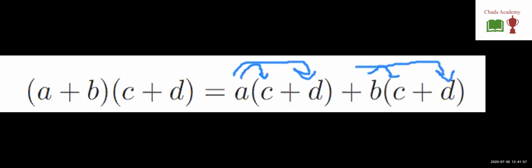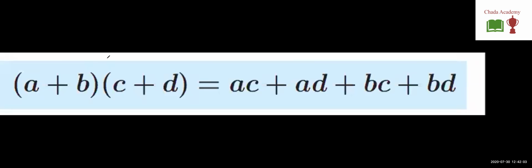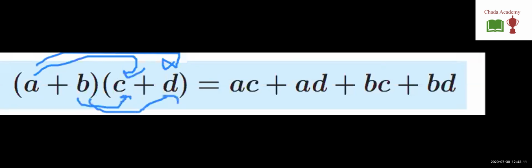So what you need to memorize is that if you have (a plus b) times (c plus d), it's ac plus ad plus bc plus bd. As simple as that. We call it the FOIL rule. Why is it called the FOIL rule? I will tell you now. The FOIL rule means first, outer, inner, last.